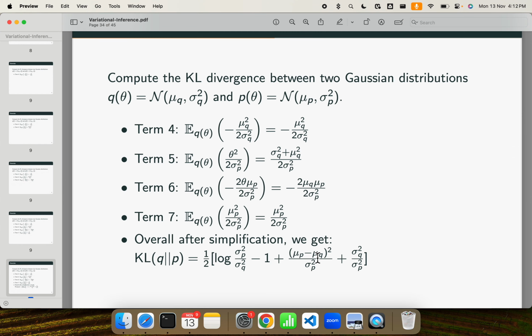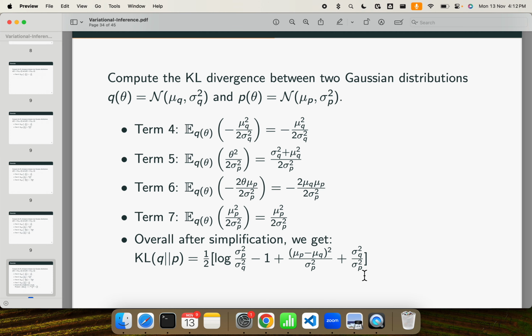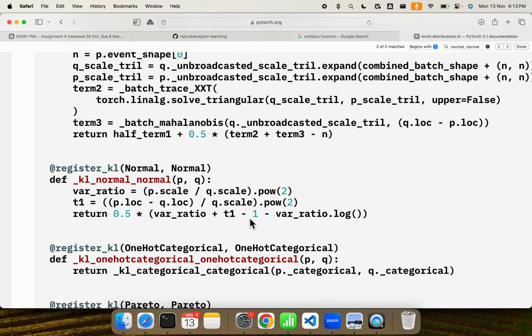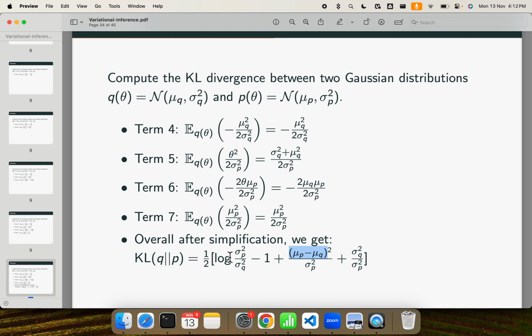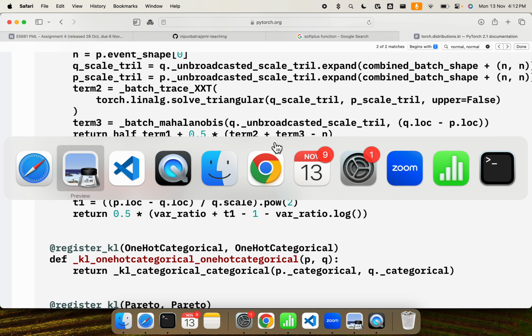So you have mu P minus mu Q, and then you square that, and then you have half into variance ratio plus T1 minus 1. So variance ratio is P over Q square. So we'll have reverse because we are doing Q and P. So this term plus, we have this minus 1 also common, and T1 was this term, right, and variance ratio dot log, the logarithmic of this, right. So we can verify that this is indeed what is being used in the code. Any questions on this?